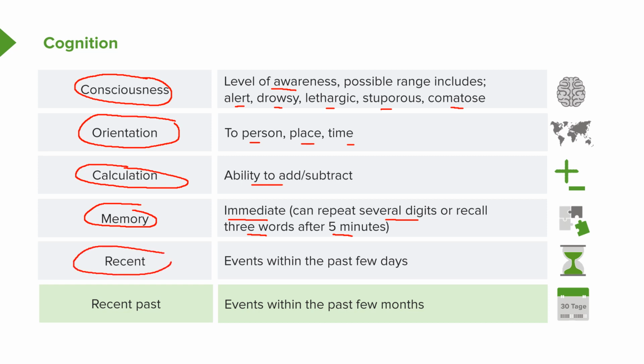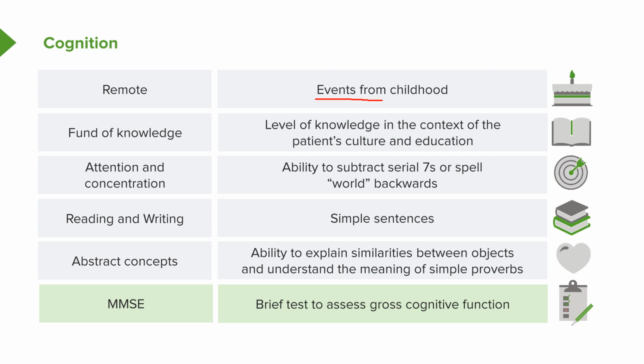If you want to assess recent memory, you could ask them about events within the past few days. For the recent past, you could ask them about events within the past few months. How about remote memory? You could ask them for their stories, no? Events from childhood. How about the fund of knowledge? You could look at the level of knowledge in the context of the patient's culture and education. So you could ask them about presidents, or the national bird, etc., etc.